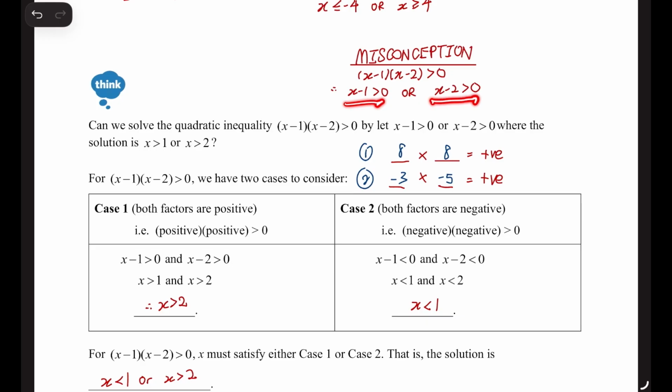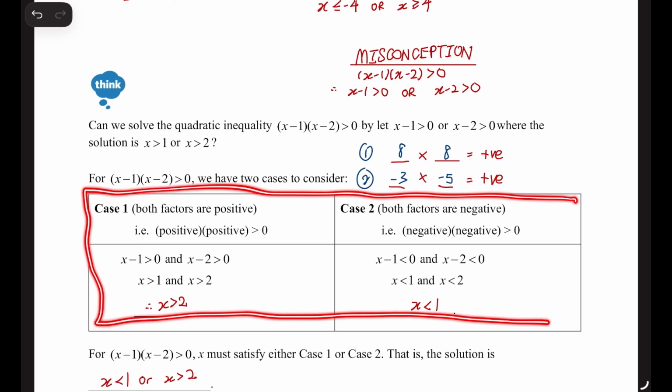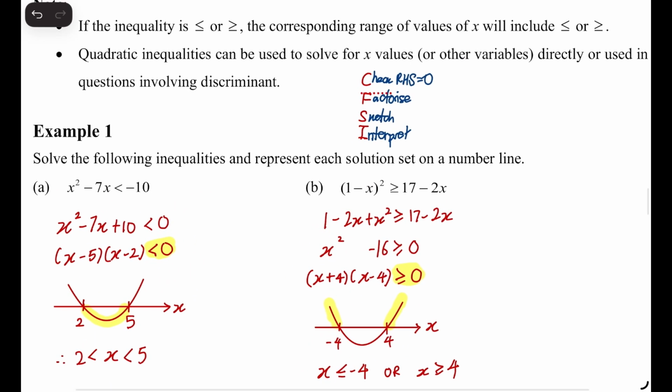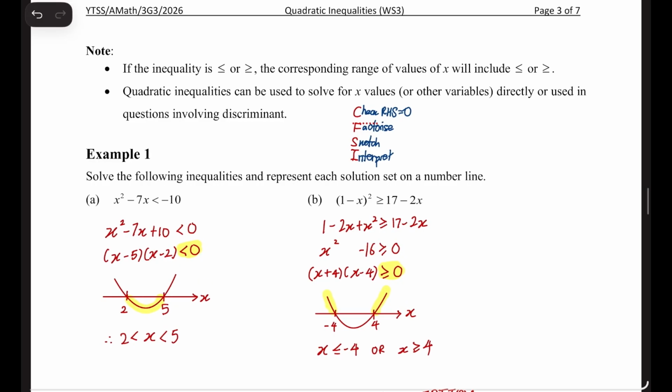Because if you were to do it that way, you have to consider different cases for this inequality to work, which is much more complicated and a bit harder to follow. That is why we always follow this step over here, CFSI: make right hand side 0, factorize, sketch, interpret. If you can follow this, you are able to solve all kinds of quadratic inequalities very easily.